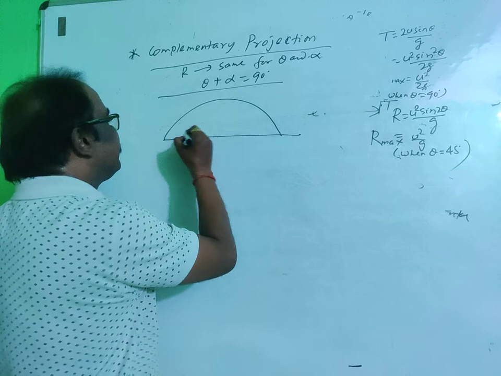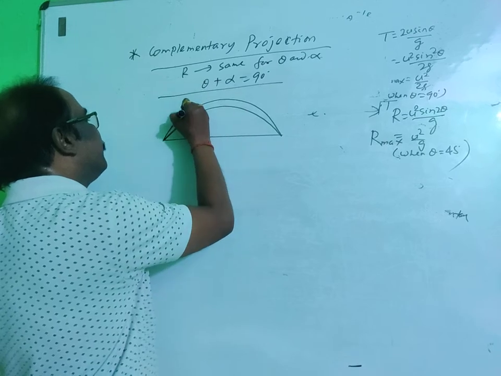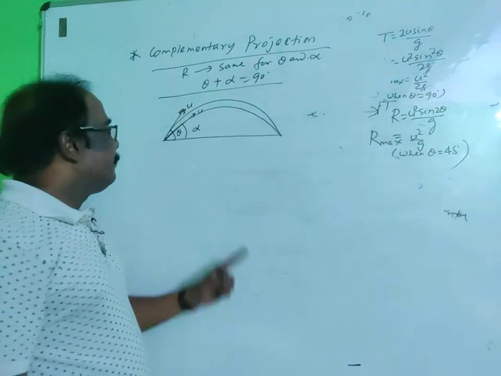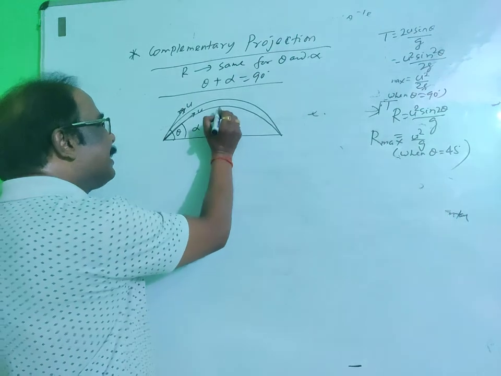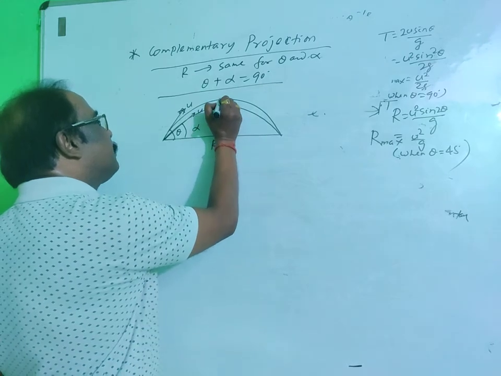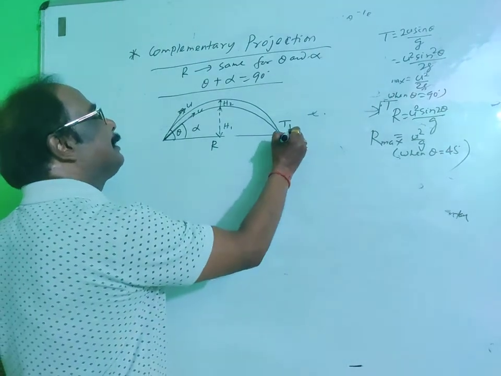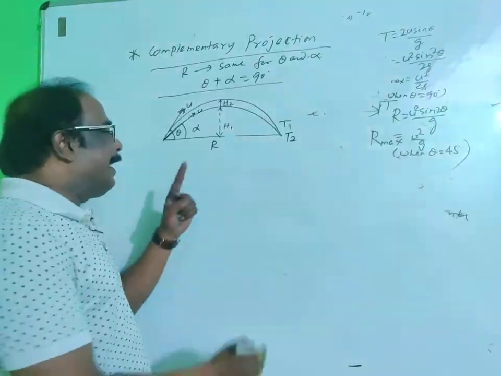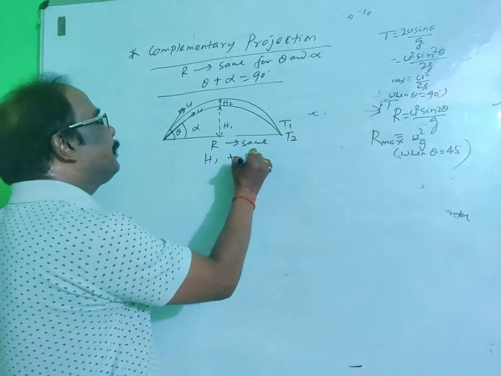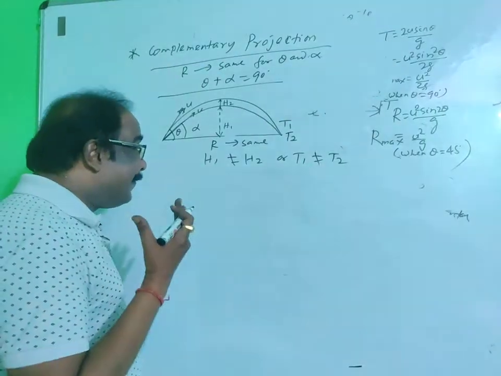See, this is a projectile, this is a projectile. Both are projected with the same speed u, but this angle is alpha and this angle is theta. Then theta plus alpha is 90 degree, the range is the same, but for this projectile the maximum height is, let us say, h1, and for this projectile the maximum height is h2. One projectile reaches in time t1 and the other at t2. Though the range is the same, h1 may not be equal to h2 and t1 may not be equal to t2. Then what are the relations?